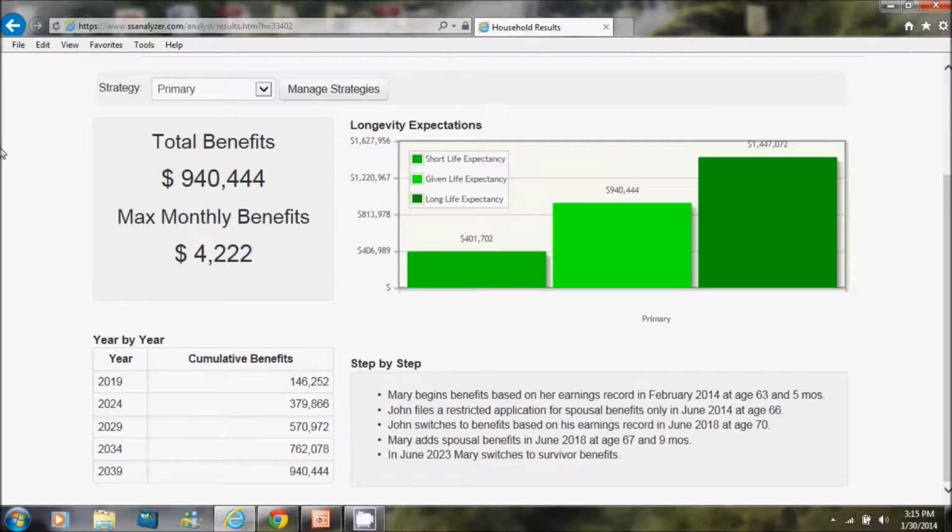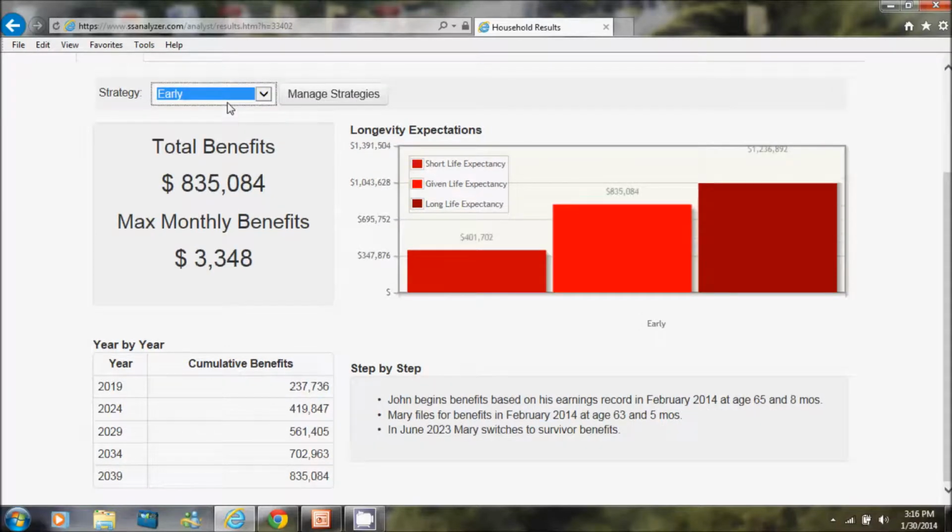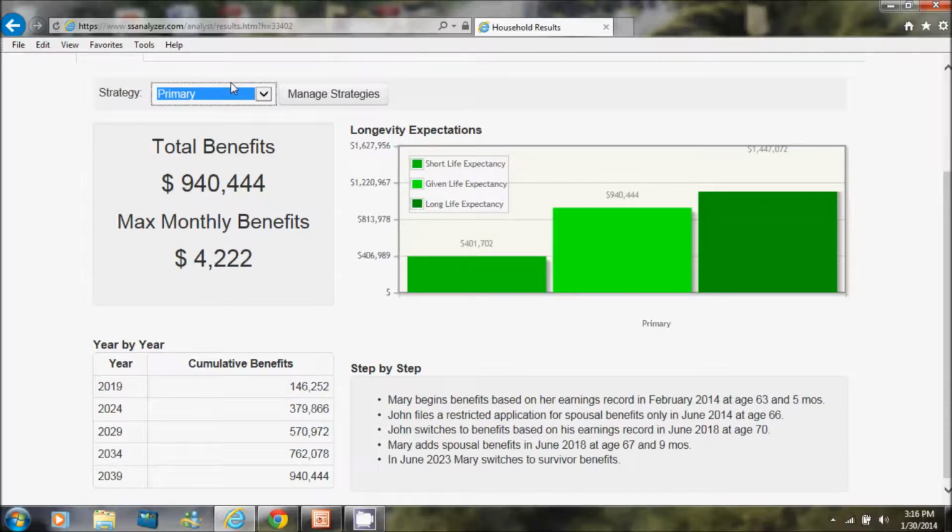Now you're going to say, okay, Rick, the software says that this is the recommended strategy, but are there others to take into account? Yes. Look, you can file for early. But now keep in mind that in the recommended one, the lifetime benefit was going to be $940,000 if they live what Social Security believes they will live. But if they filed early, notice that they'd only get $835,000, about $100,000 less. So the recommended strategy, which they call the primary strategy, in their case, is just the best.